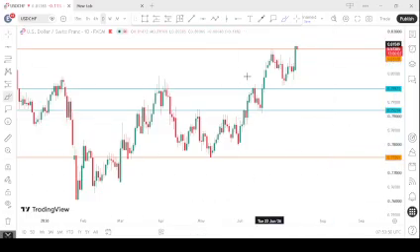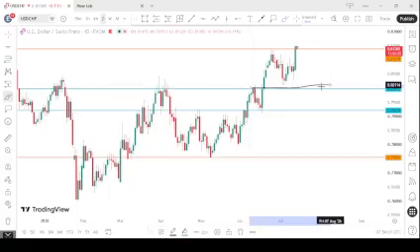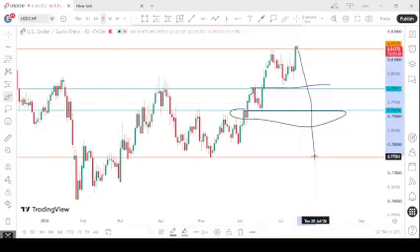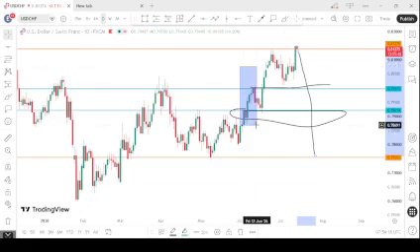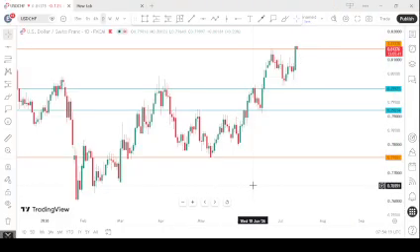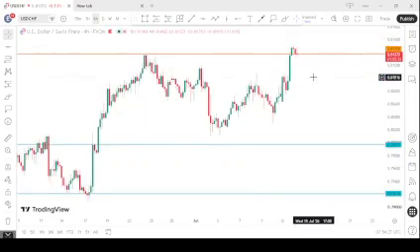Now on the daily, I have my daily demand zone here and another demand zone here, which price can react to. But on the weekly, we are expecting price to sell off from here all the way to the weekly zone. That's what we are expecting on USD CHF, so we are not going to contemplate that against the daily. The weekly is always much stronger than the daily, so we are going to respect the weekly. We are still looking for selling opportunities on USD CHF. So let's go to the 4 hour.